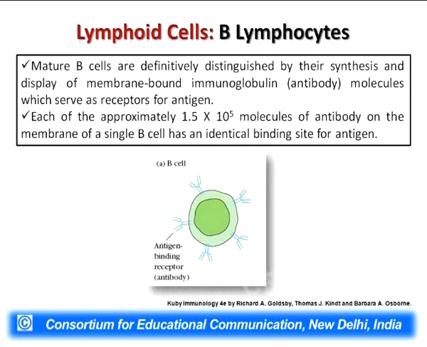Now the B lymphocytes have a distinguishing feature: membrane bound immunoglobulins present on the surface of these B cells, and they act as the receptor for the antigen. It has been estimated that about 1.5 lakh molecules of these antibody receptors are present on a single B cell. So in a single B cell there are about 1.5 lakh molecules of antibodies.